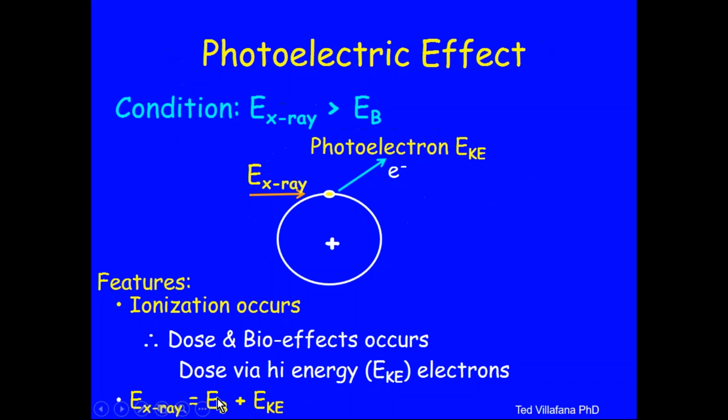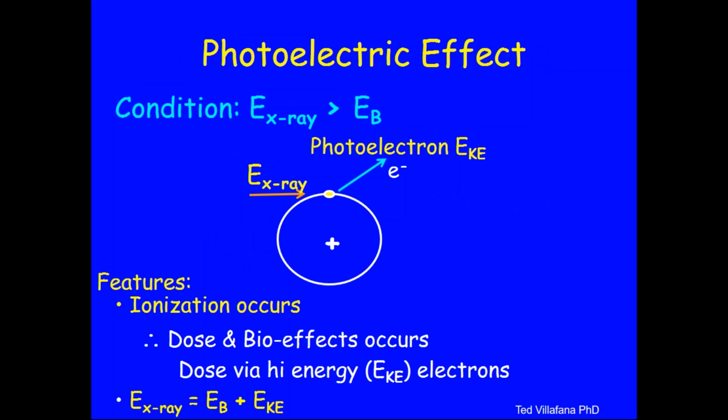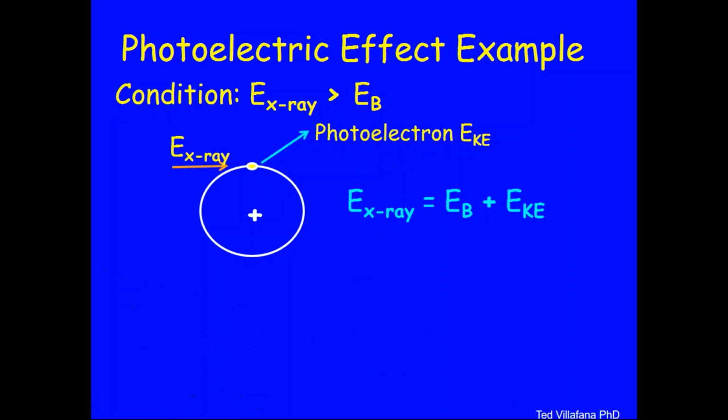To produce that ionization, you have to have a deposition of energy in the atom to knock that electron out, and then whatever's left over goes into the kinetic energy of that electron. And here's an example.